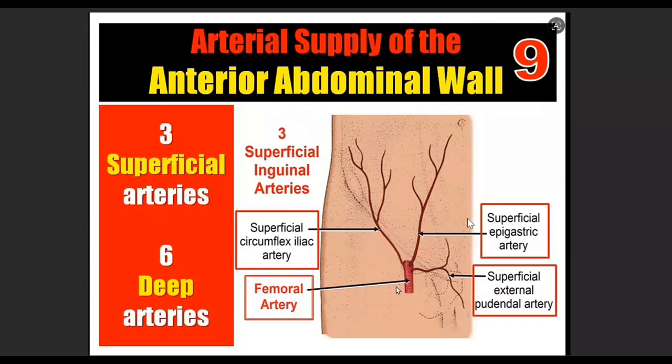So the superficial epigastric artery is going towards the epigastric part. Then the superficial external pudendal artery is towards the medial part. And then the superficial circumflex iliac artery is towards the lateral wall. These are the superficial branches, or superficial arterial supply, of the anterior abdominal wall.